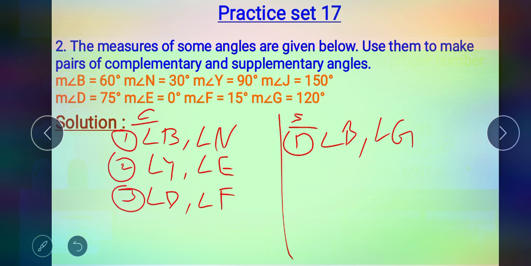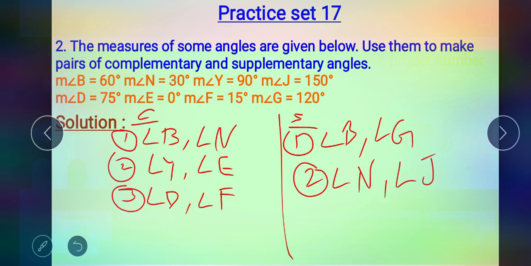In the same way, 30 plus 150 is 180, students. So here we can say angle N and angle J are supplementary angles. So here we got the next pair, angle N and angle J. In this way we'll get three pairs of complementary angles and two pairs of supplementary angles.